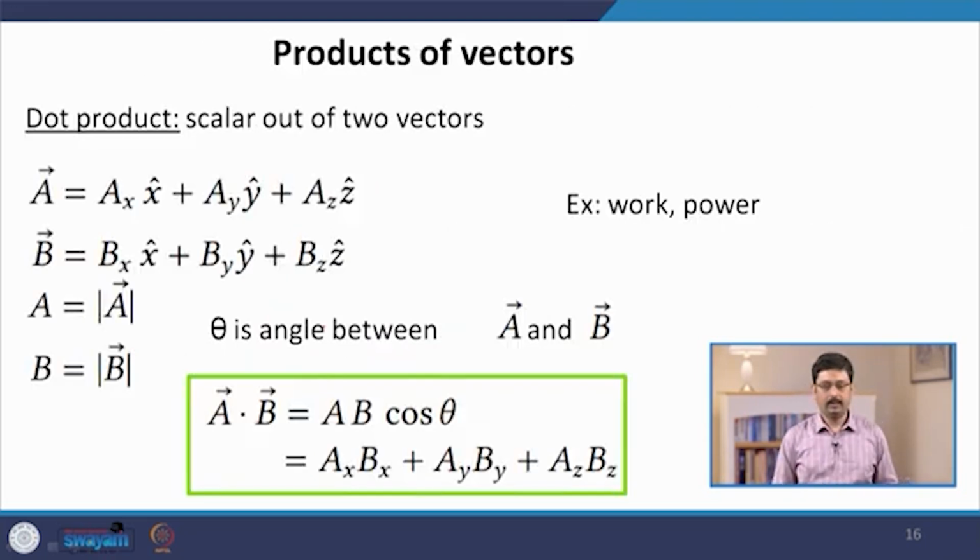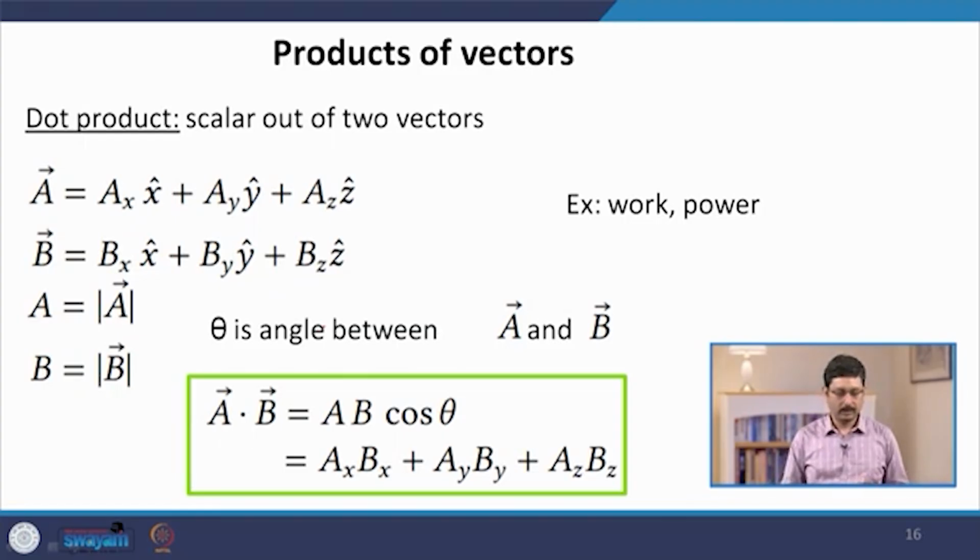Next we go to the multiplication of vectors, sometimes called products of vectors. Now, we will discuss three kinds of products in this lecture set and the subsequent lectures.